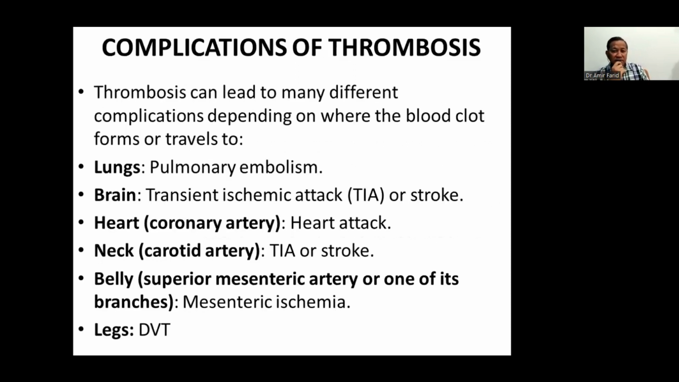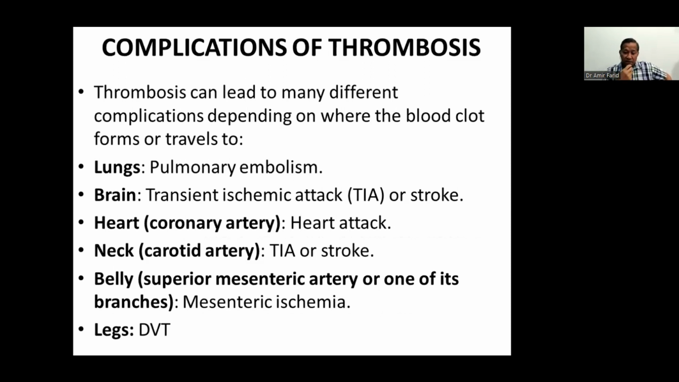So what are the complications of thrombosis? Thrombosis can lead to many different complications depending on where the blood clot forms or travels to. If it's in the lungs, it's pulmonary embolism, usually coming from the legs. If it's in the brain, you can have a transient ischemic attack, TIA, or a massive one would be a stroke. In the heart, if it's in a coronary artery, you have a heart attack.